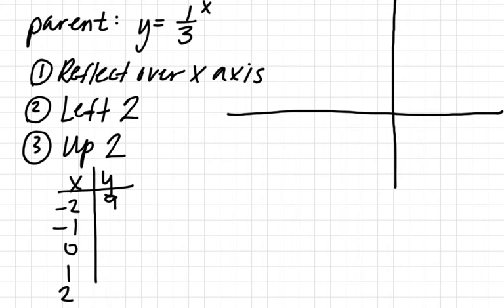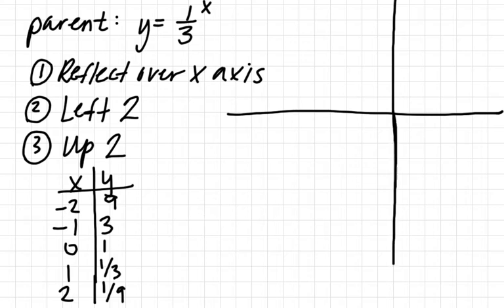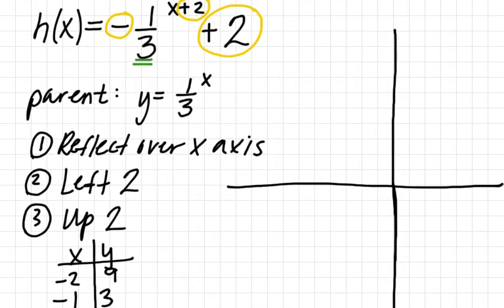Now inputting -1, 1/3 raised to the -1 power turns into 3 to the first power, which is really just 3. 1/3 to the 0 power is 1. 1/3 to the first is 1/3, and 1/3 to the second would be 1/9. So now let's plot these 5 points, which will give us our parent function.